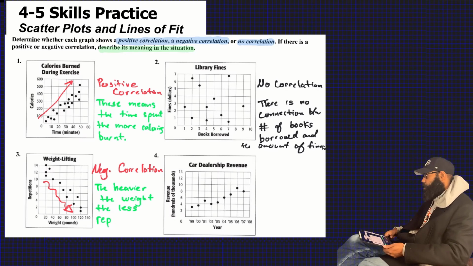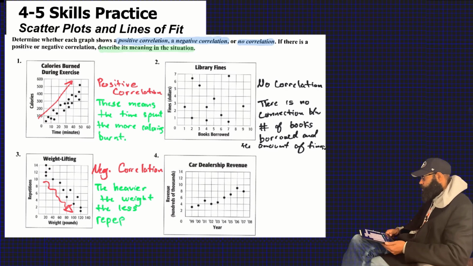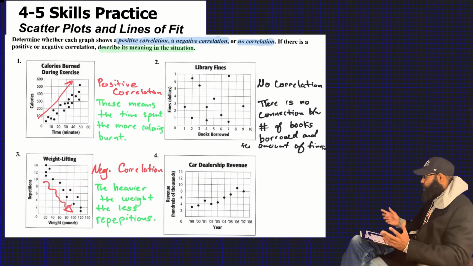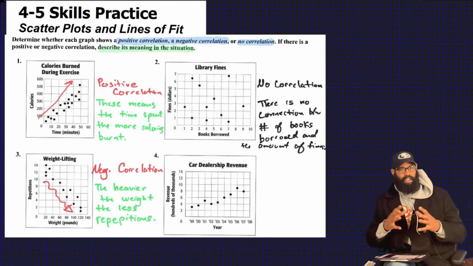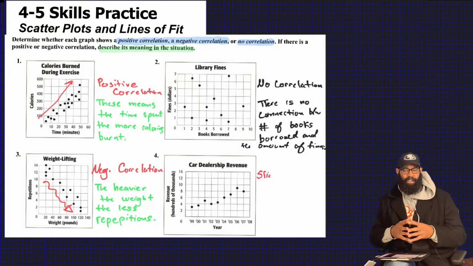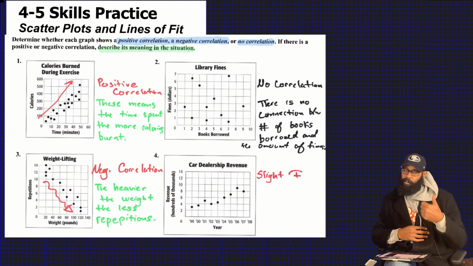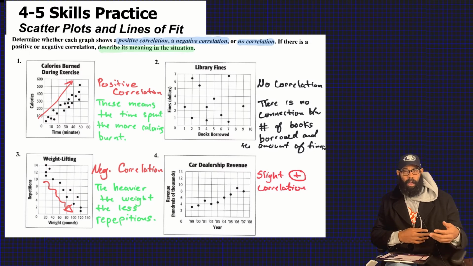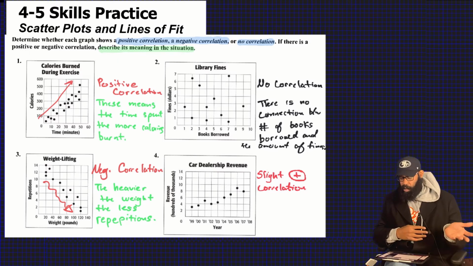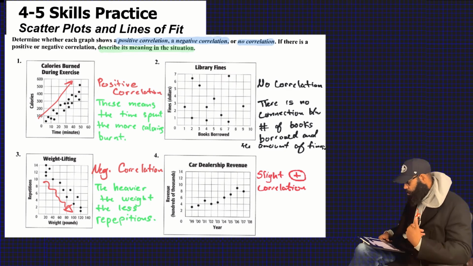It's going downward as it increases, right? And the heavier the weight, the less the repetition. That's what's happening in this situation. So we've had 3 situations. The first one was a positive correlation, whereas the more time you spend exercising, the more calories you burn. In the second and the third situation, the more weight, the less you can do.